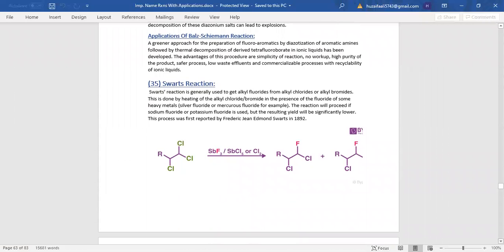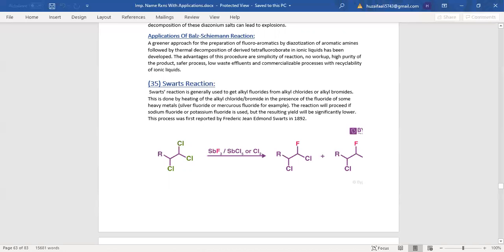Applications. A greener approach for the preparation of fluoroaromatics by diazotization of aromatic amines followed by thermal decomposition of derived tetrafluoroborate in ionic liquids has been developed. The advantages of this procedure are simplicity of reaction, no workup, high purity of the product, safer process, low waste effluents, commercializable process with recyclability of ionic liquids.